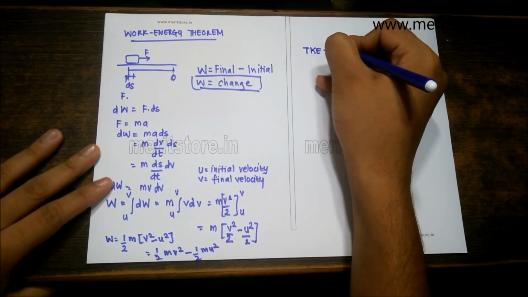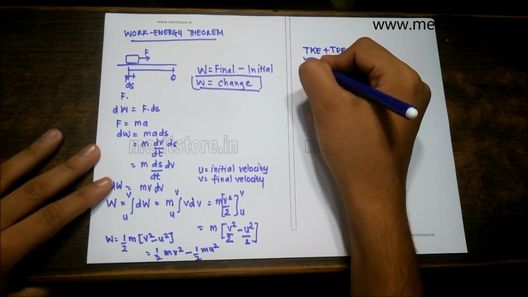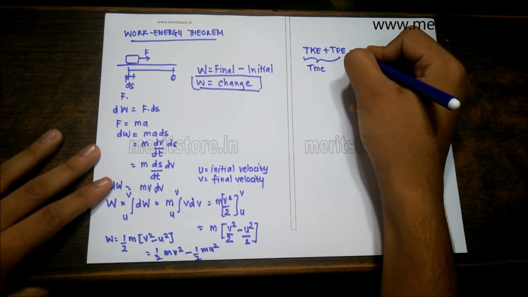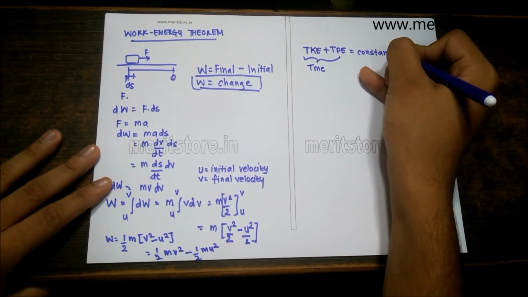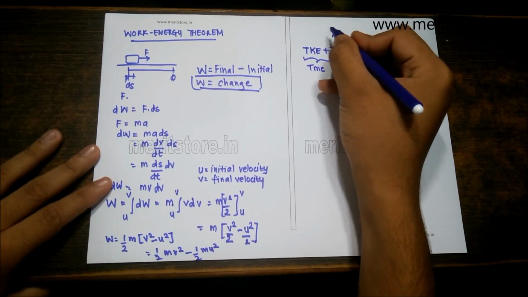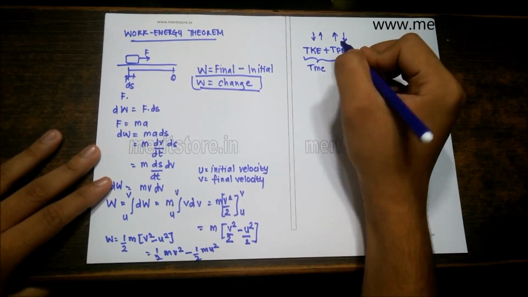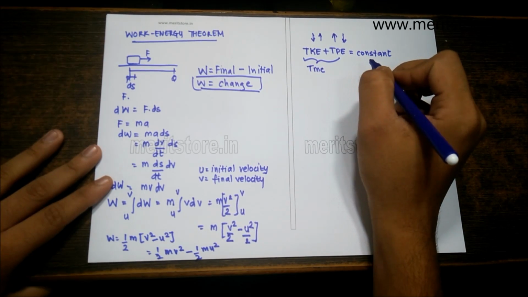plus the total potential energy, which basically means that this is my total mechanical energy, is equal to constant. So what exactly happens is my potential energy may increase while the kinetic energy decreases, or my kinetic energy increases and the potential energy decreases, but the total energy remains constant.